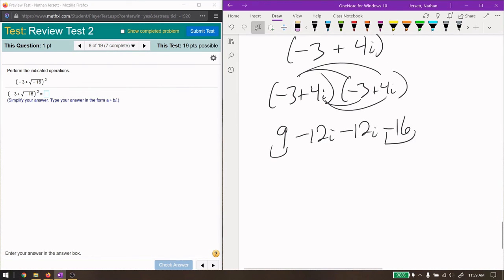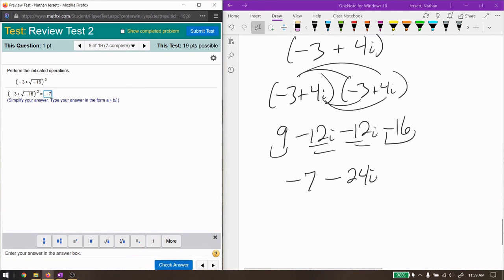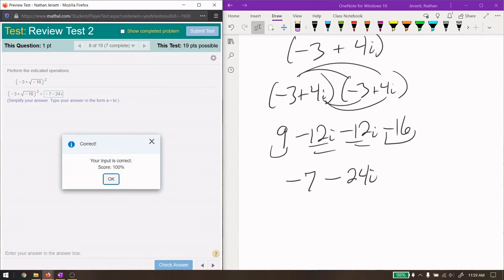And combining like terms gives us negative 7 minus 24i.